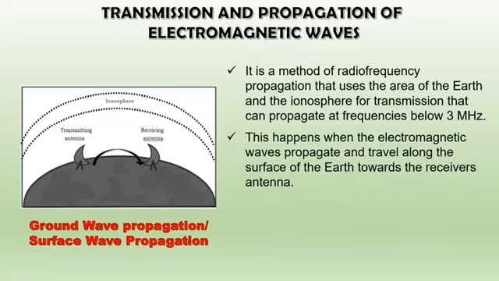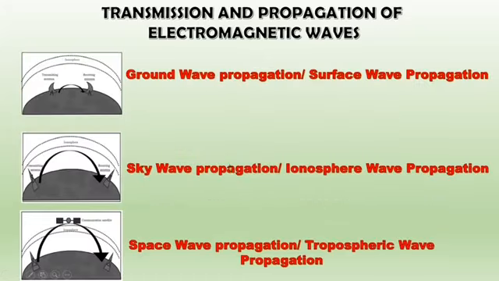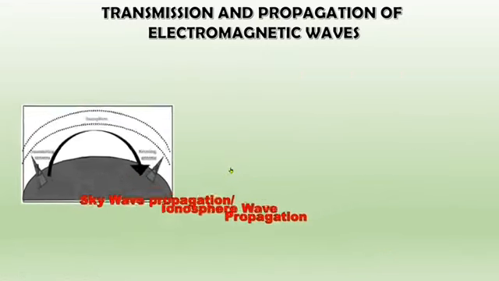This happens when the electromagnetic waves propagate and travel along the surface of the Earth towards the receiver's antenna, just like this. Local radio communications such as AM, FM, and television broadcasting. One-way communication for military to submerged submarine is an application of this transmission. How about this one?